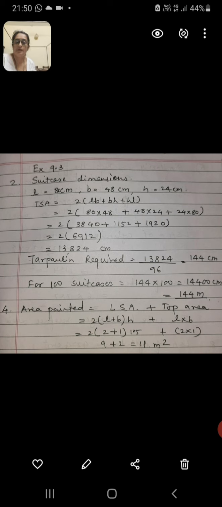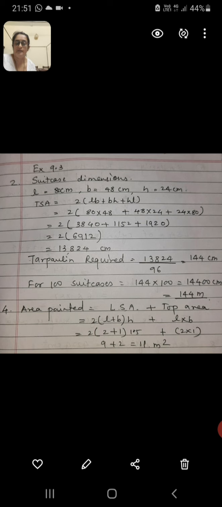To find how much area she has painted, we have to find the lateral surface area, that is the 4 walls, and the top area, because the bottom is not painted. So out of 6 faces, only 5 faces are painted. To find the lateral surface area of the cabinet walls, that is 2(L + B)H, that is the formula for lateral surface area, and for the top area, that is L into B, that is 2 into 1.